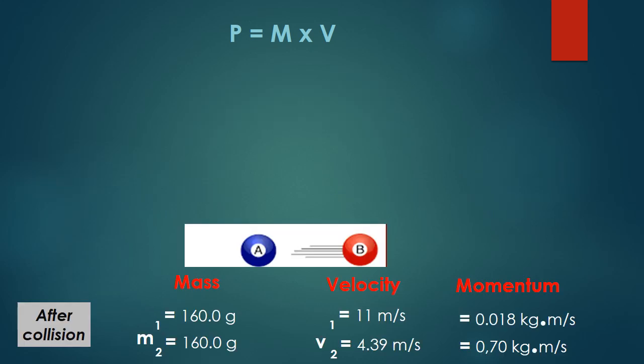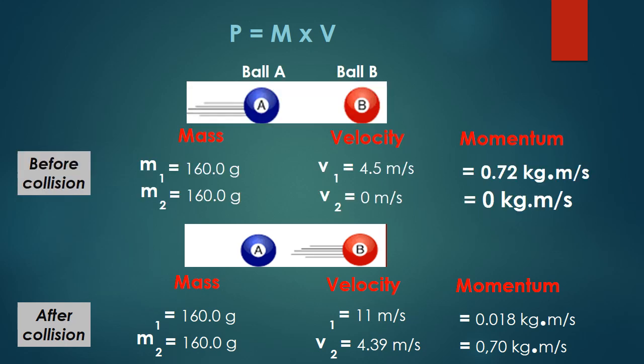Now, what about the final velocity of the B ball? Since the collision brings the cue ball to rest, the B ball carries all the system's momentum. That means we can divide 0.72 kilogram meters per second by 0.16 kilograms, the B ball's mass, to find its velocity, and that turns out to be 4.5 meters per second, the same as the cue ball had at first. See how the law of conservation of momentum helped us solve this problem.